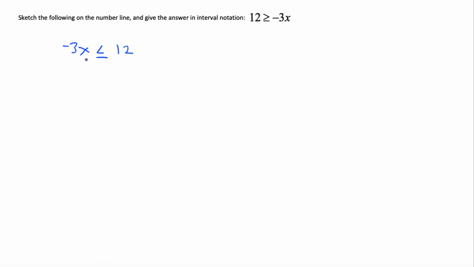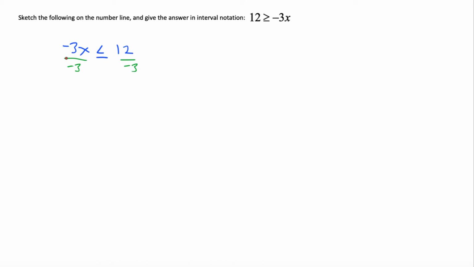Now we have to get the x by itself. In order to get the x by itself, you notice we have to divide both sides by negative 3. But what's the golden rule whenever we're dealing with inequalities? Whenever we multiply or divide by a negative number, we have to switch the direction of the inequality.